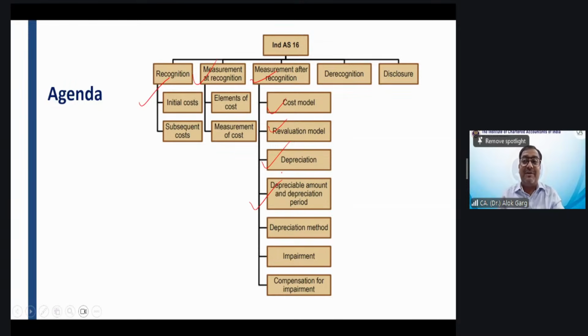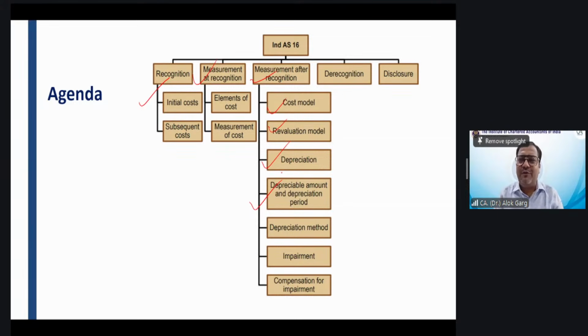Then depreciable amount and depreciation period. Have you heard about the word depreciable amount? Cost minus residual value. Let's say the cost of the car is 10 lakh rupees, and the expected residual value is 50,000 rupees. What is the depreciable amount? And life is 10 years. The depreciable amount is 9.5 lakh and every year depreciation is 95,000, so that at the end of the 10th year, the WDV left with this car is 50,000 rupees. And of course, you will sell and recover 50,000 rupees.